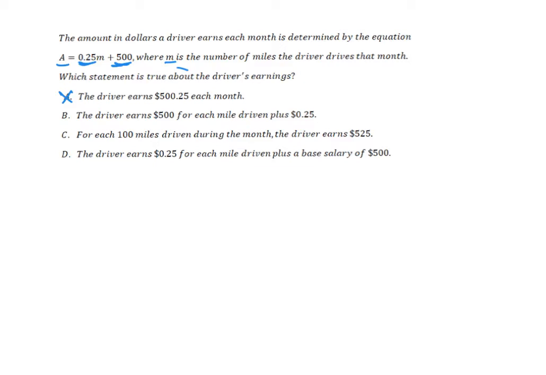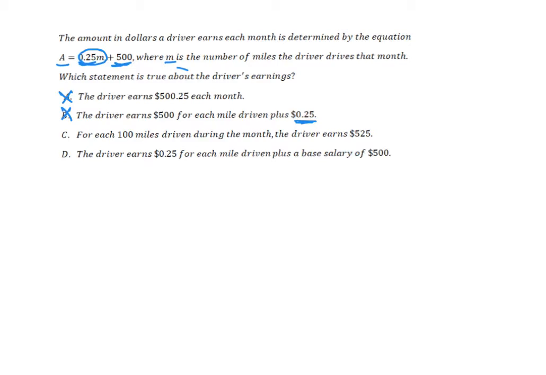because the driver doesn't get 500 for each mile. The driver gets 25 cents per mile. That's what we have here, right? And it seems here that the driver gets 500 per mile and 0.25 as a flat rate, as a base. No, that's not true. The base is 500. So there's no way it's gonna be B.